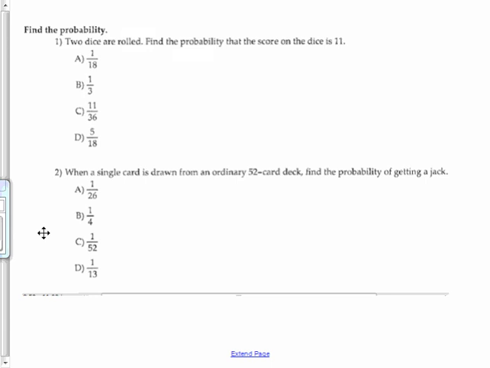Okay, guys, I got you a little more probability practice. These are very similar to the probability questions that you have on your exam. So let's go through these and see how to work them.